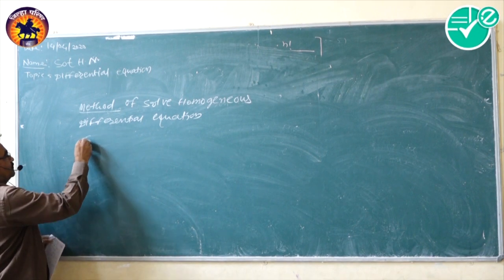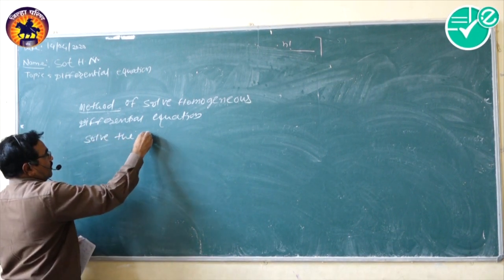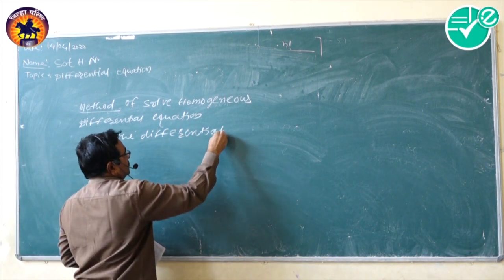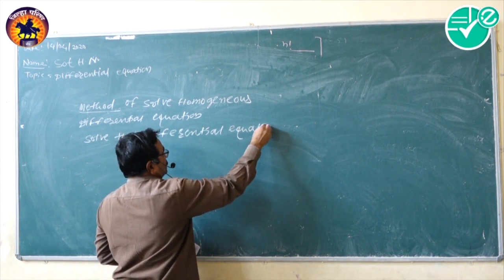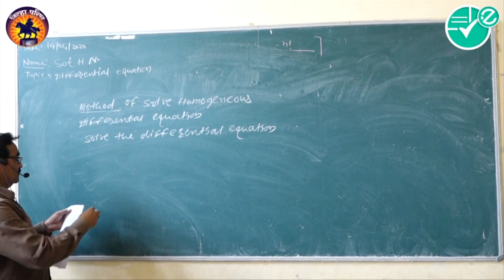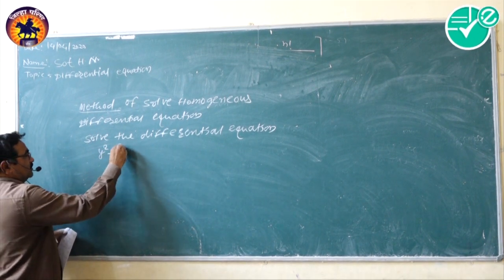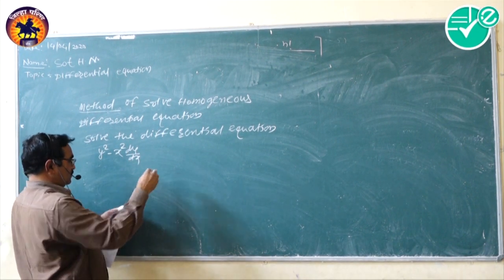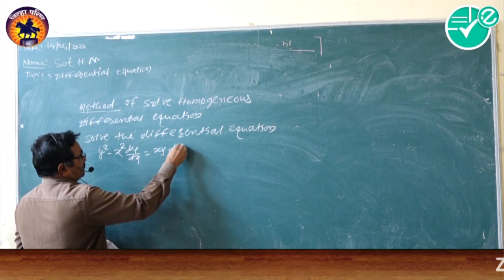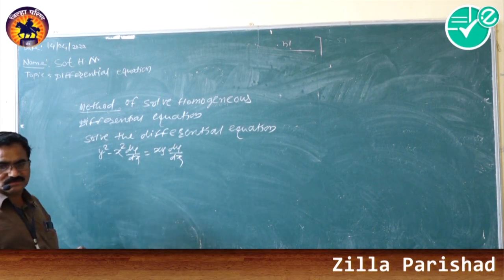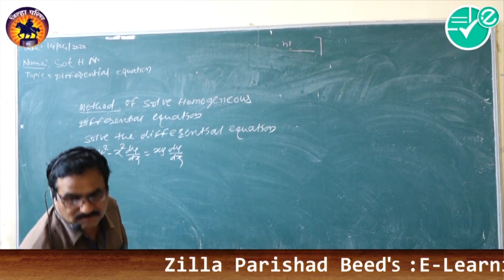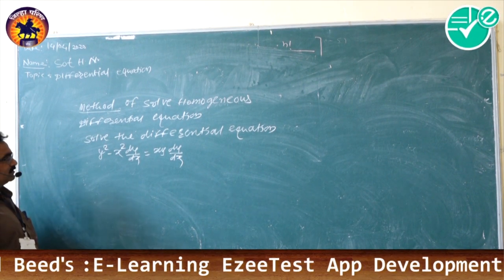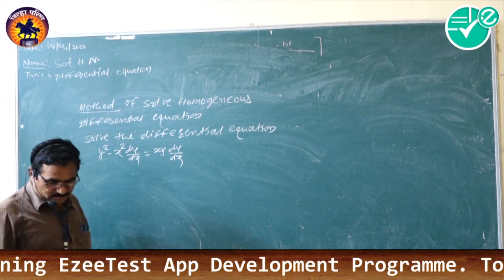Solve the differential equation. Y square minus x square dy by dx is equal to xy dy by dx.